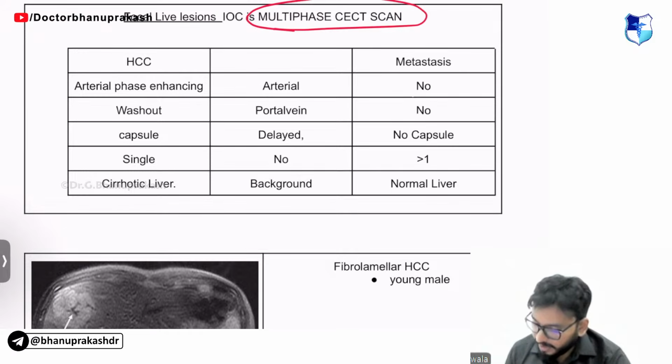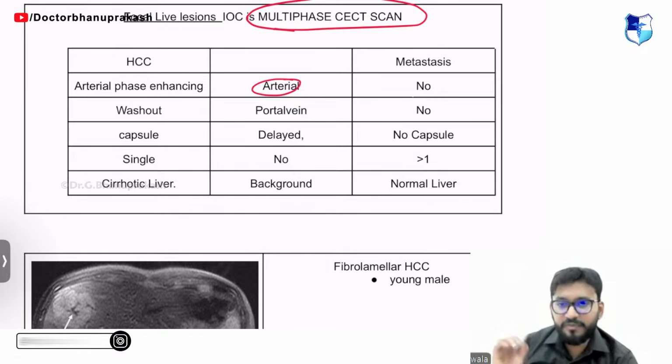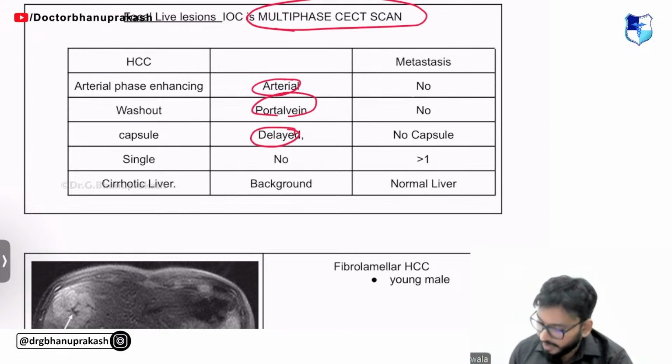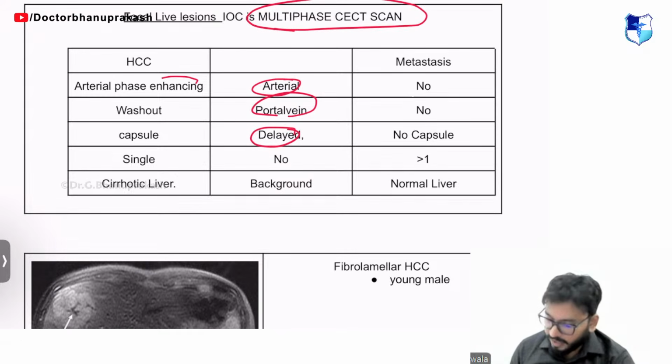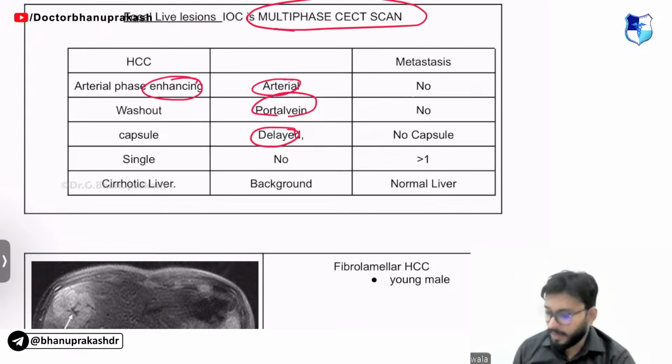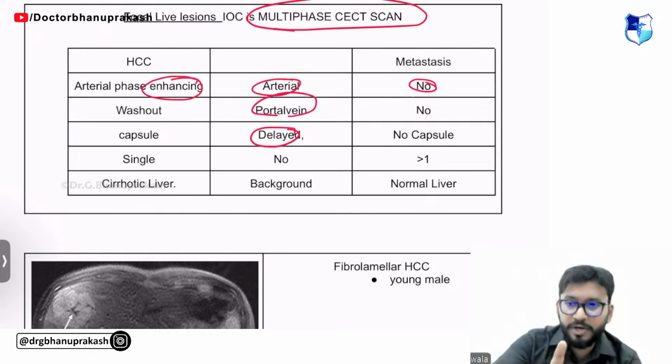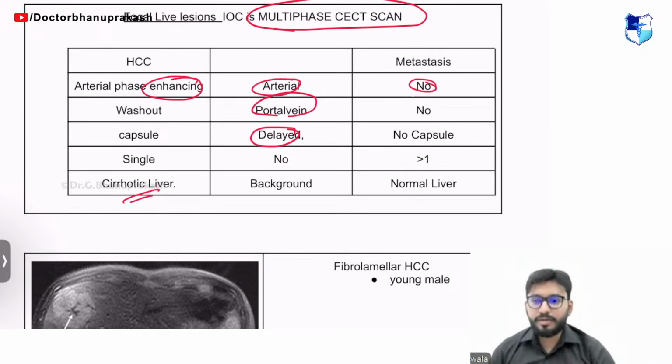So what happens in the arterial phase? Multi-phase, there are three phases: arterial, portal vein, and delayed phase. In the arterial phase, the HCC will show enhancement. The metastasis will not. One point you need to remember. Second point you need to remember is the background liver will be cirrhotic in HCC.